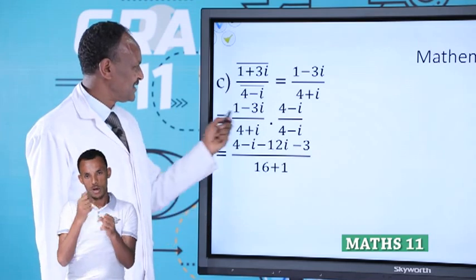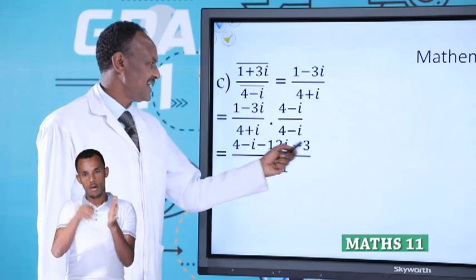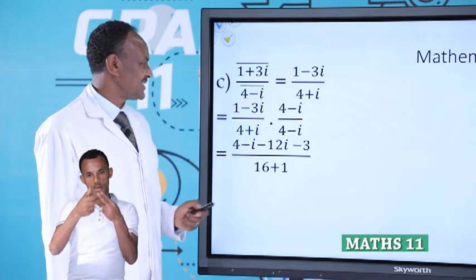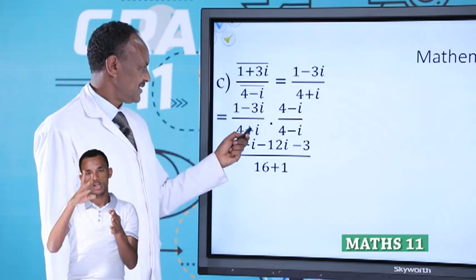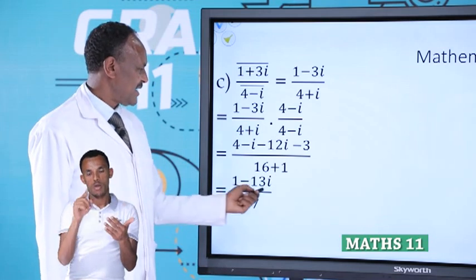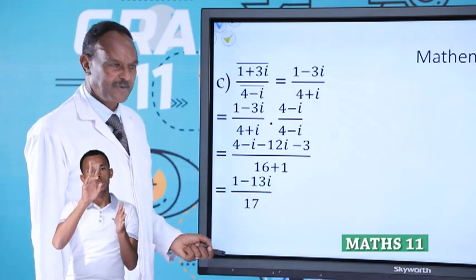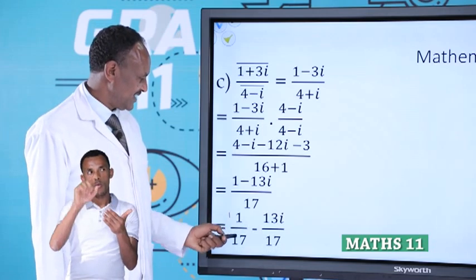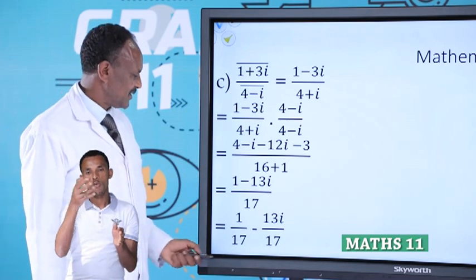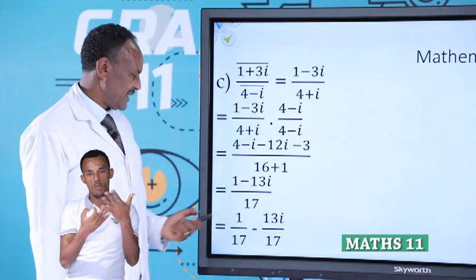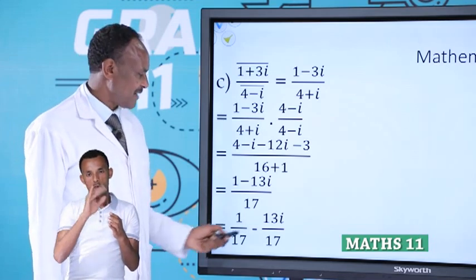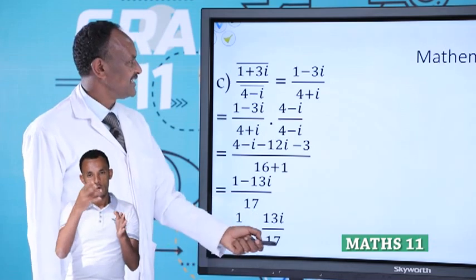When I apply the distributive property in the numerator, 4 minus i minus 12i minus 3. Since these two are conjugates of each other, (4 plus i) times (4 minus i) is 4 squared, 16, plus the imaginary part 1 squared, 1. When this is simplified, you have (1 minus 13i) over 17. So 1 over 17 minus 13 over 17 i. This is the polynomial form of the given complex number. Your a, the real part, is 1 over 17. Your b, the imaginary part, is negative 13 over 17.